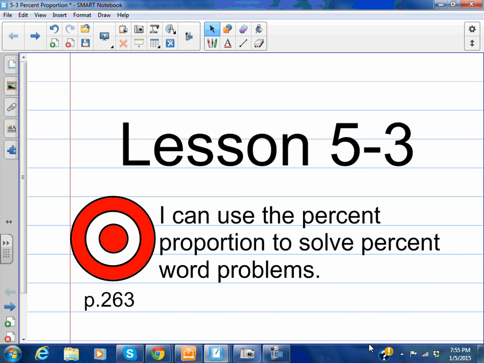Starting on page 263 in your book, we are going to be using the percent proportion to solve percent word problems. Previously, you learned about the proportion and how you use cross products to solve that. We're going to use some prior knowledge and apply that to solving for percents and parts of wholes today. A little bit of vocab and a little bit of understanding some number sense, so pay close attention here.